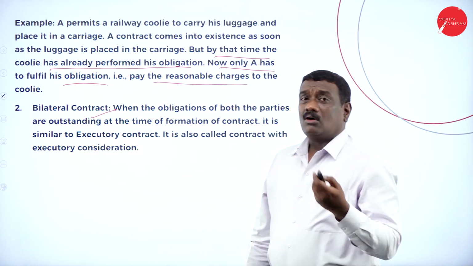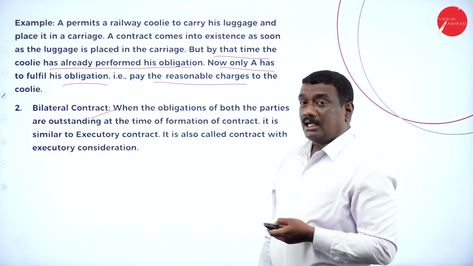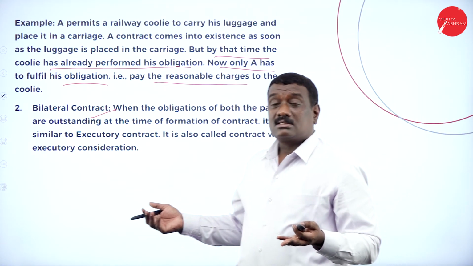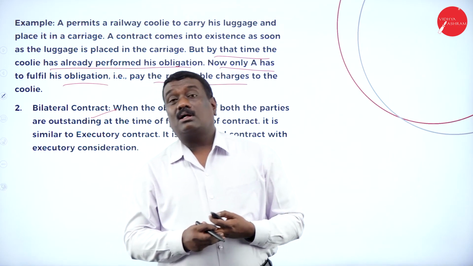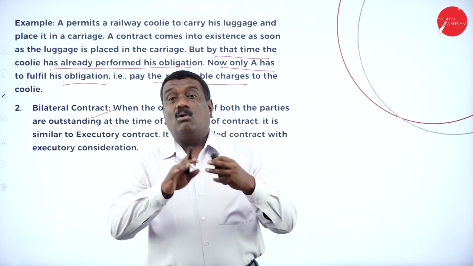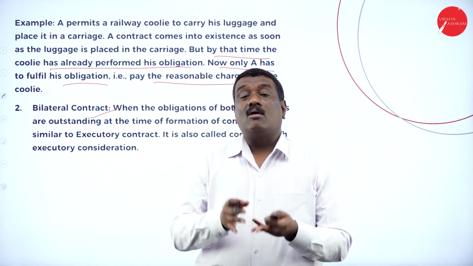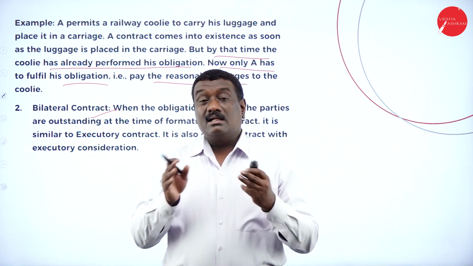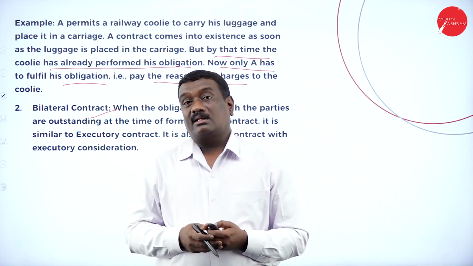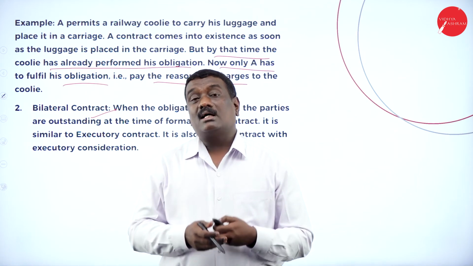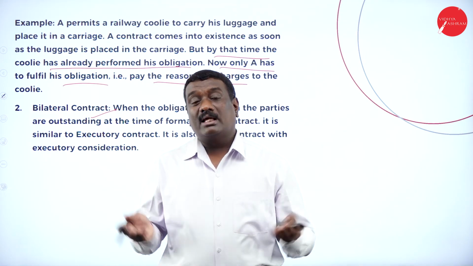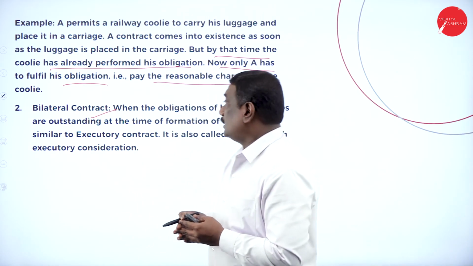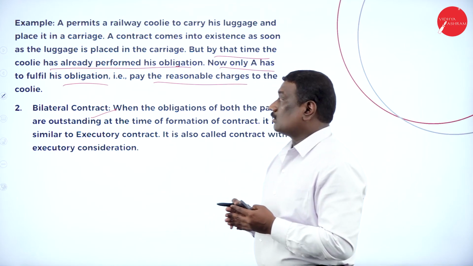Now coming to the bilateral contract. A bilateral contract is one where the obligations of both the parties are outstanding. It means at the time of entering into a contract, both the parties have not completed their obligation, which they have to do. In that case, it is called a bilateral contract. When both the parties to the contract have not completed their share of obligation, then it can be called a bilateral contract.